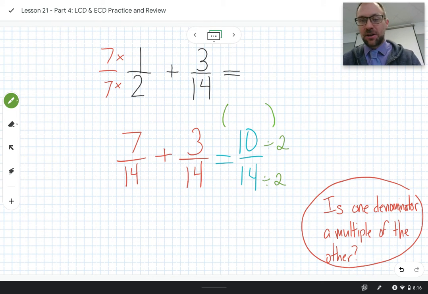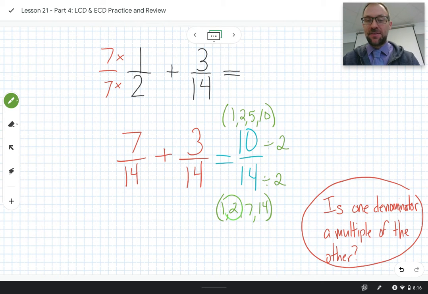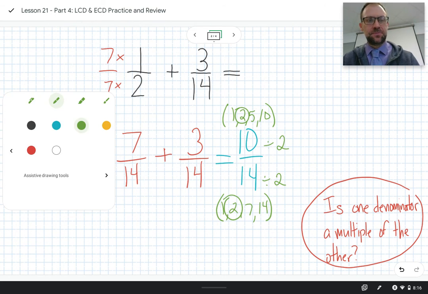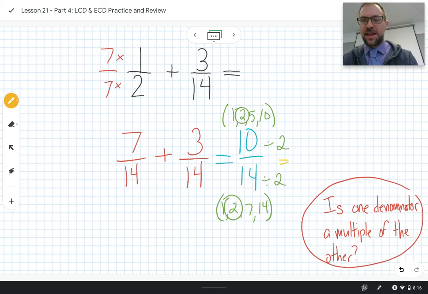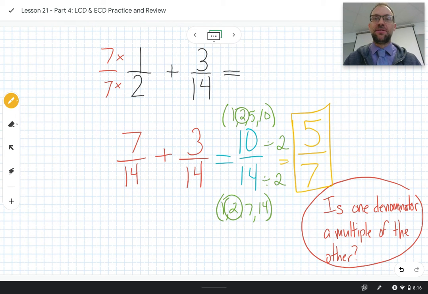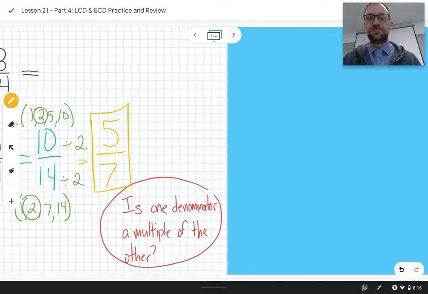We factor both numbers. So all the factors of 10 are 1, 10, 2, and 5. And all the factors of 14 are 1 times 14 and 2 times 7. And the biggest factor that they have in common is 2. And so we use it to divide and simplify. 10 divided by 2 is 5, and 14 divided by 2 is 7. Final answer, 5/7.